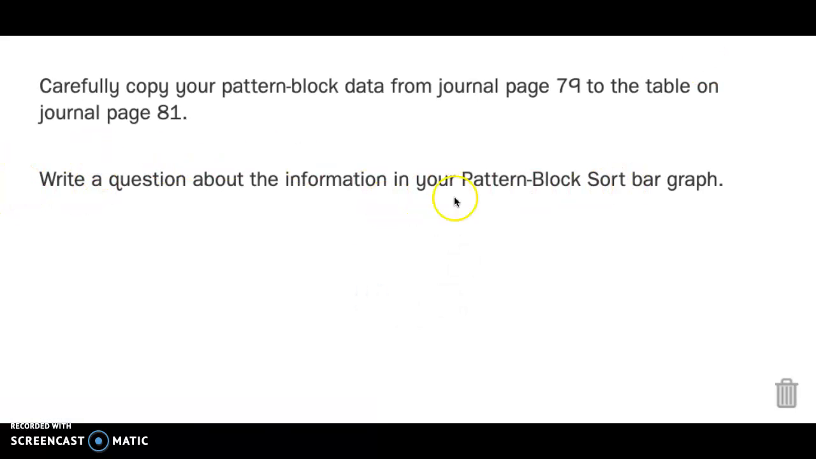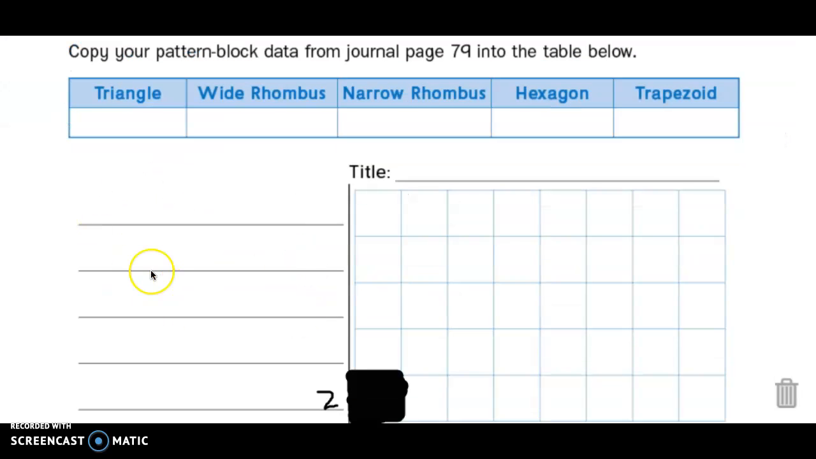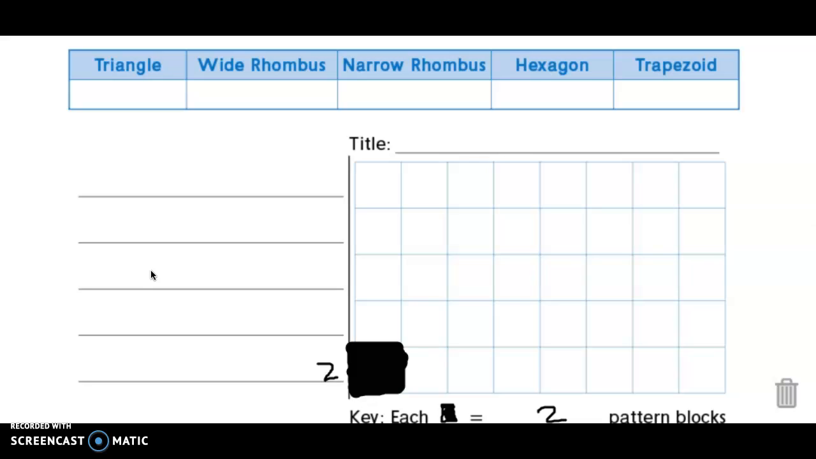Let me go back 1 second. Write a question about the information in your pattern block sort bar graph. So on this side here, you may write a question. Something like, let's see. You could ask things like, how many hexagons were in this child sort? How many rhombuses were there in all? Were there more triangles or trapezoids?